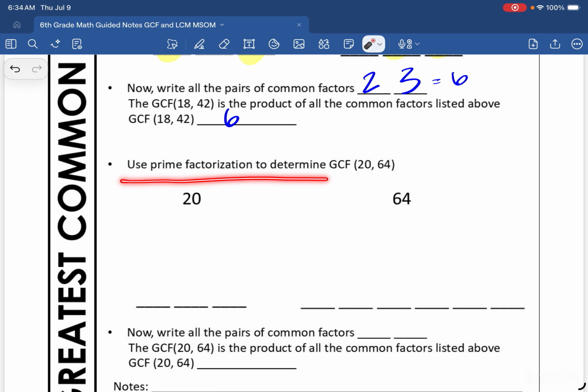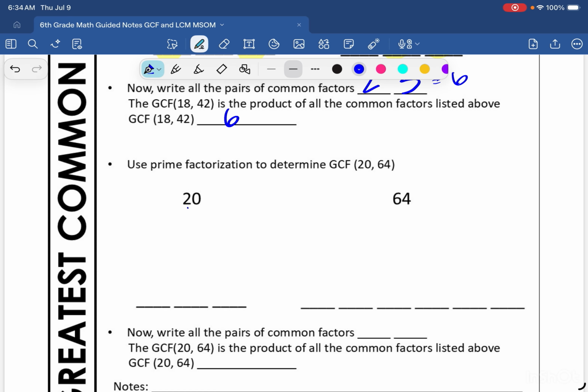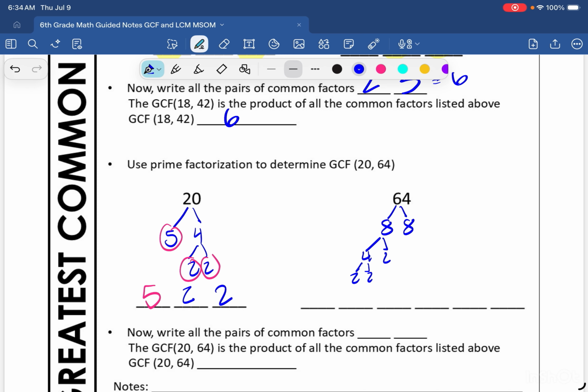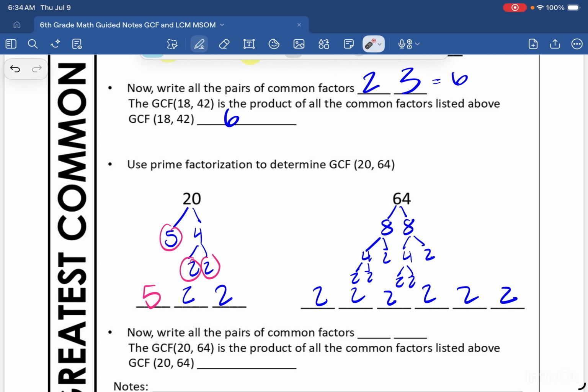Use prime factorization to determine the greatest common factor of 20 and 64. So factors of 20, I'm going to go 5 and 4. 5 is prime, so I'll stop there with that one. 4 can go down to 2 and 2. 2 and 2 are both prime, so we'll add those to the list. And now 64, I'm going to do 8 times 8. That can be factored into 4 times 2, and then 2 times 2. Same thing over here, 4 and 2 and 2 and 2. So I have 2, 2, 2, and then 2, 2, 2, and that's coming from right here.